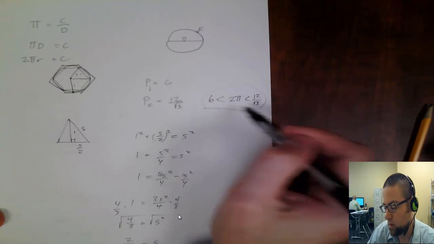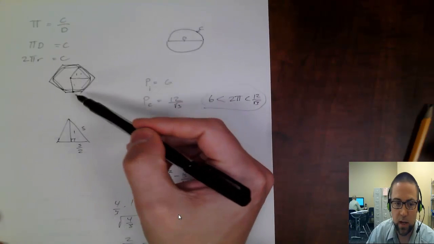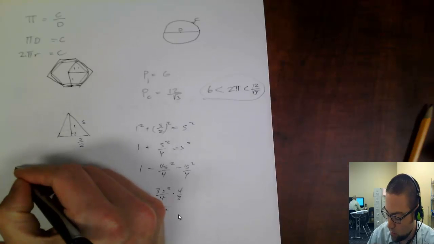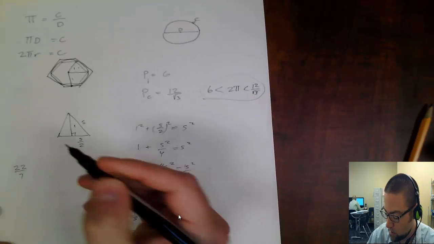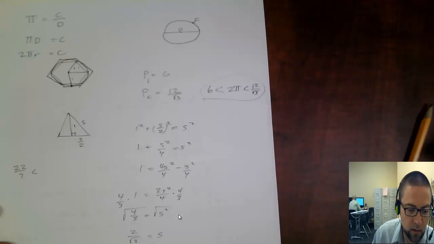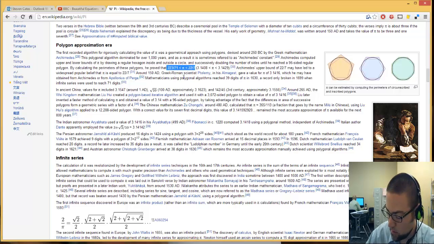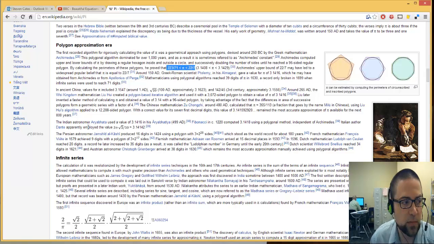Now, he didn't stop there. He went on to do a 96-sided polygon, and that's when he came up with his 22/7. And what was it? Let's get back to here. Oh yeah, the high end was 22/7, and the low end was 223/71. So that's how he did it.